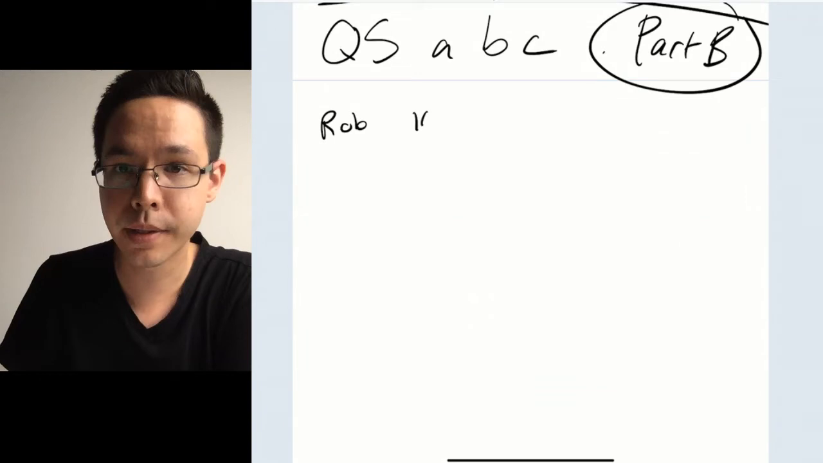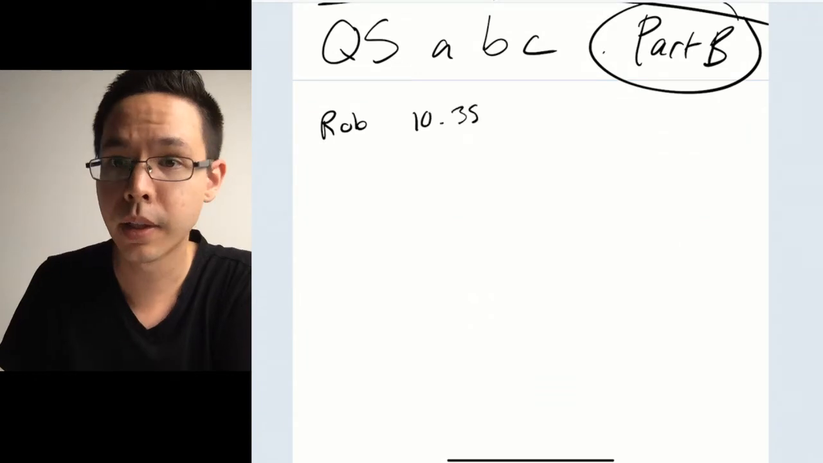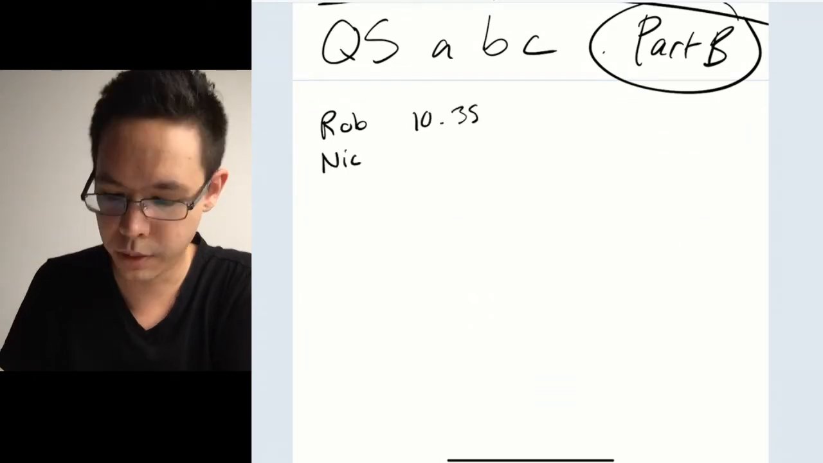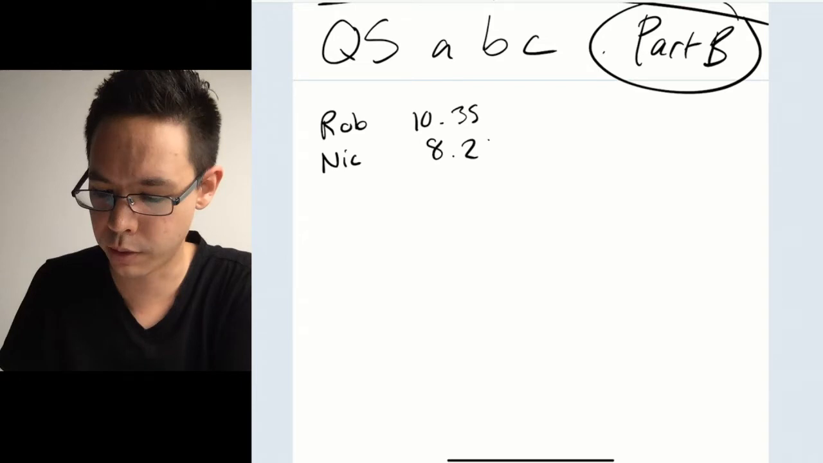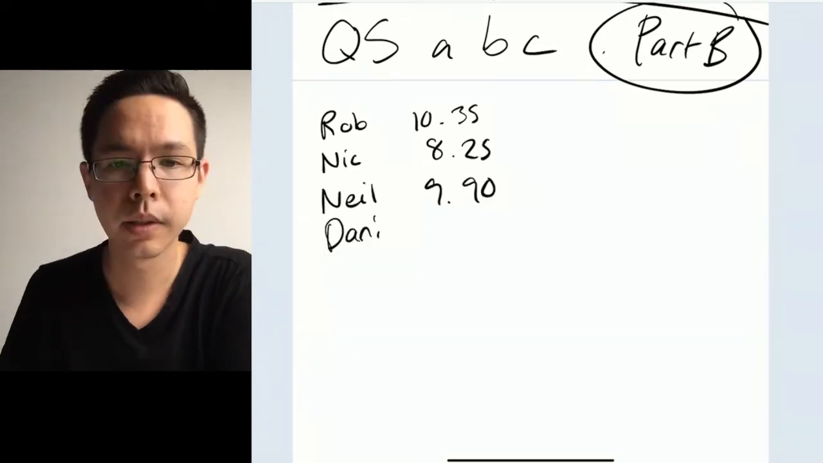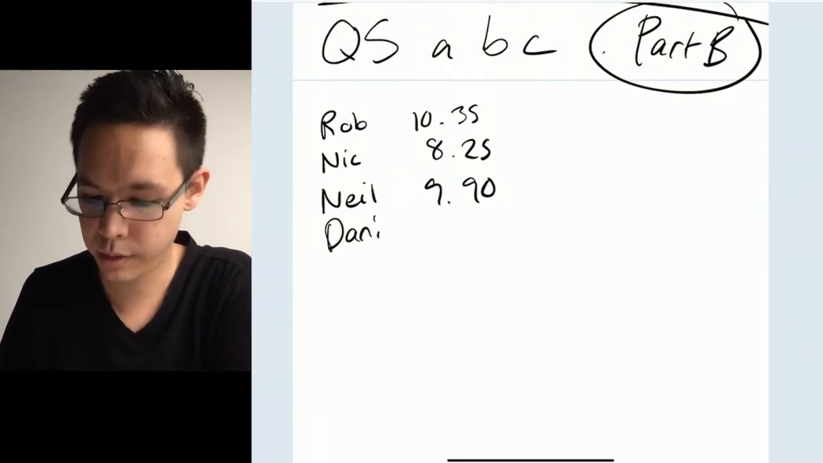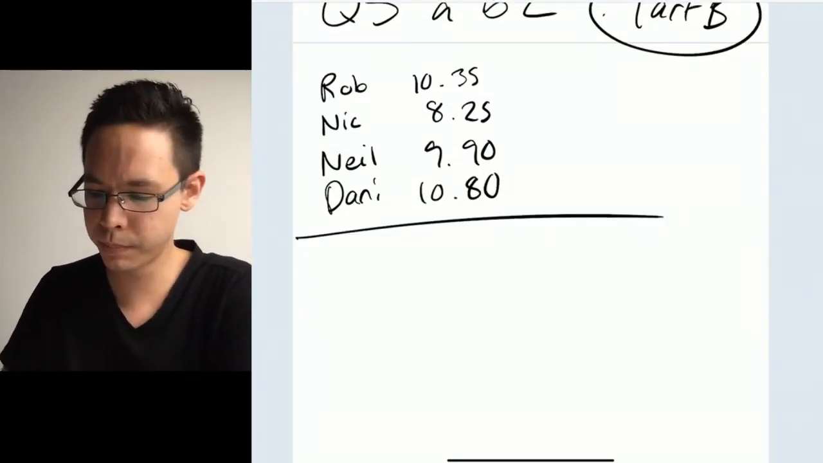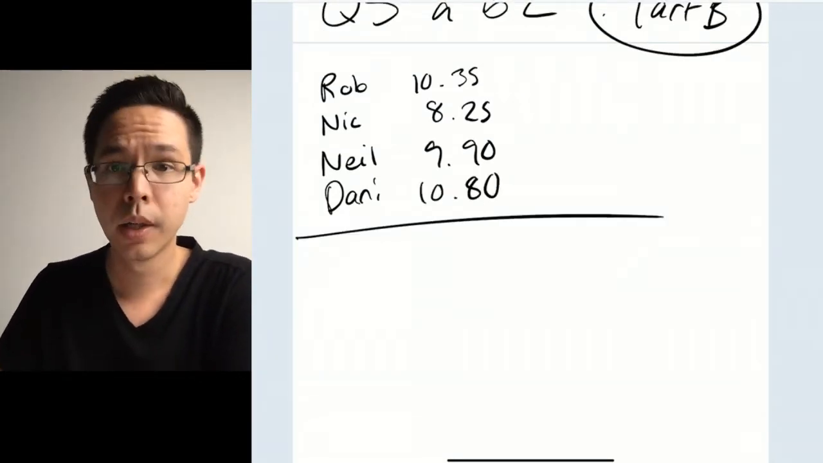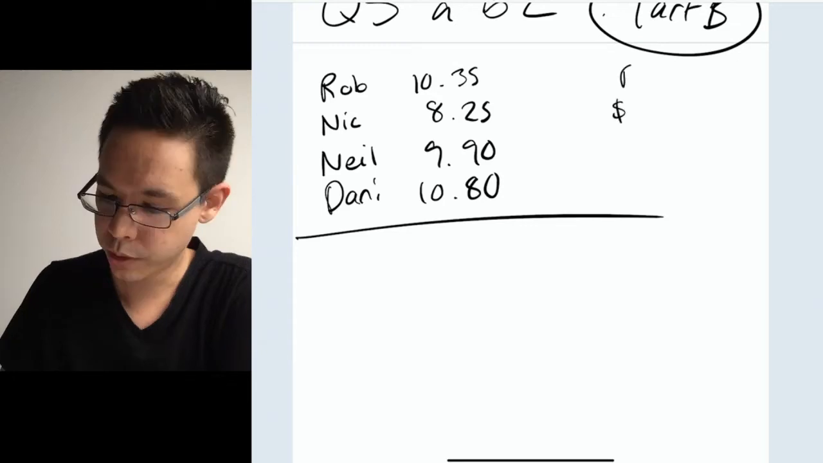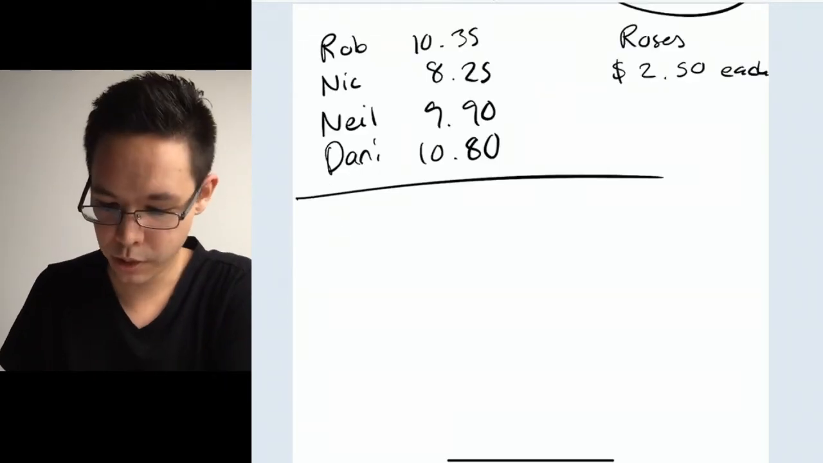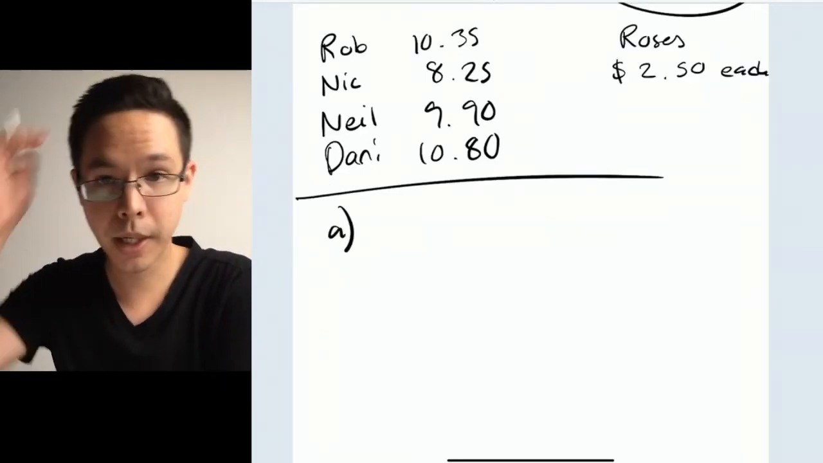Nicole has $8.25. Neil has $9.90, and Danny, still there, it's fluctuating, Danny has $10.80. They want to buy roses for Mum, so Fantastic Flowers sells white roses for $2.50 each. The first part of that question is: determine how many roses they can buy together.